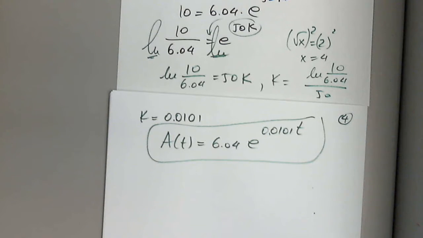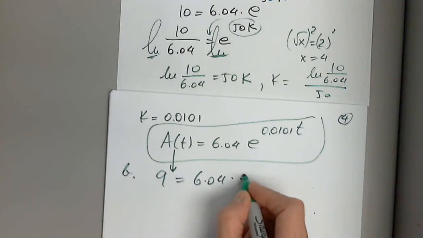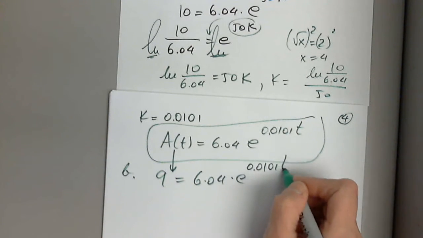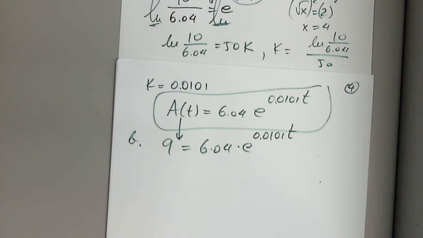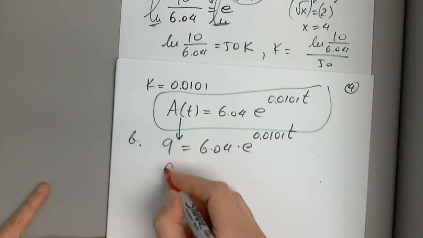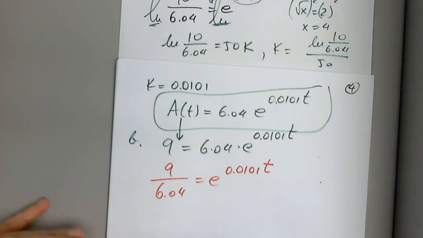Equal 9 million. 4A, right? Exactly. So in part B, this is 9 million. Awesome. First step. Of course. 9 divided by 6.04 equals e to 0.0101t. Again, remember, we must apply a mechanism that allows us to perform the next step.